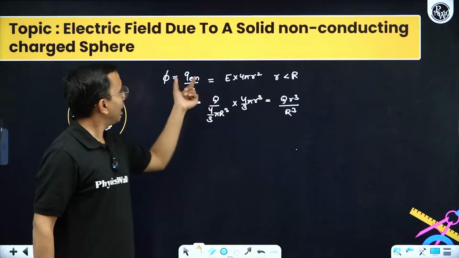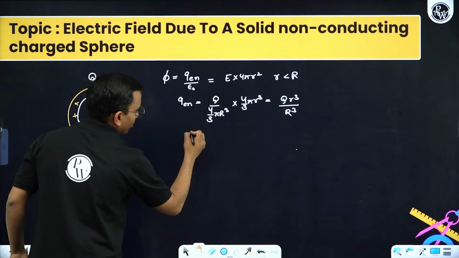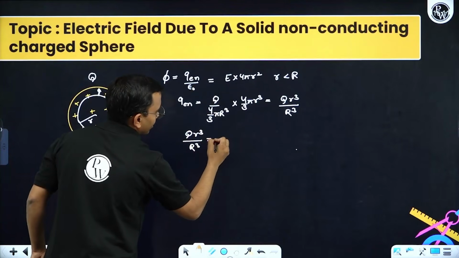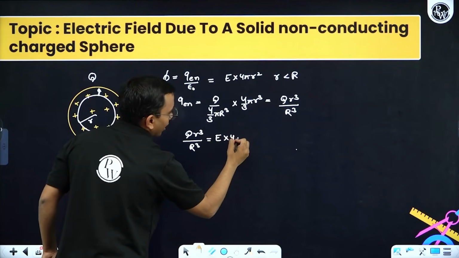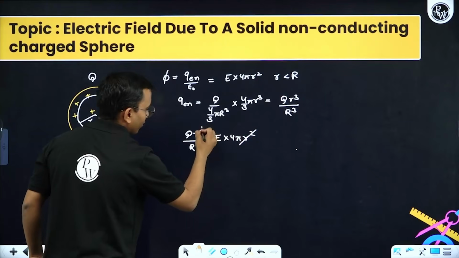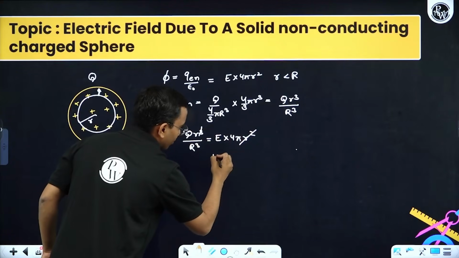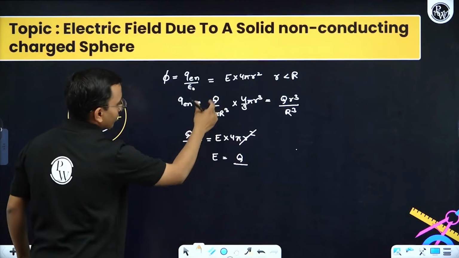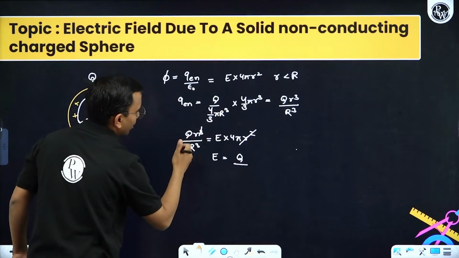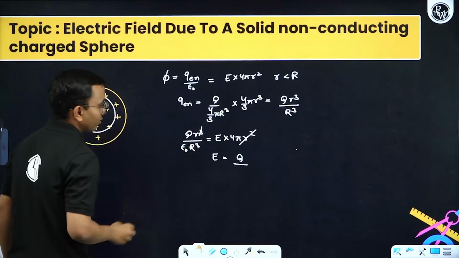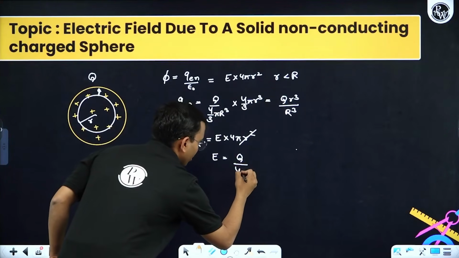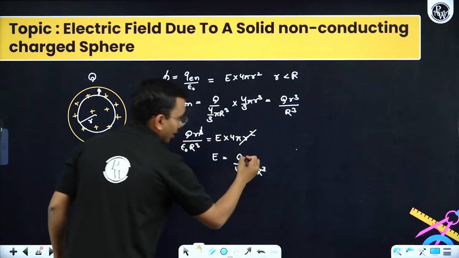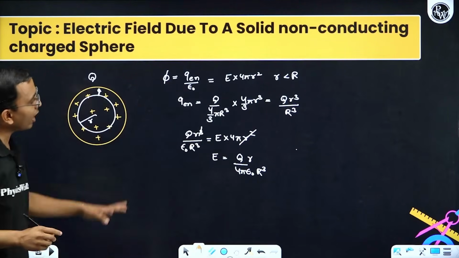Q enclosed I got, I will place here. So Q r cube by r cube, this is E into 4 pi r square, this r square will get cancelled. So E is equal to Q, this epsilon naught was also there, Q enclosed by epsilon naught. So this will become Q divided by 4 pi epsilon naught r cube into r here. This is for r less than R.